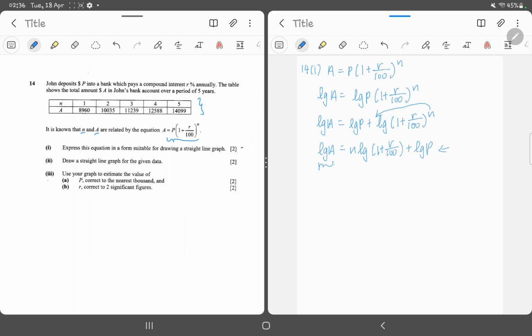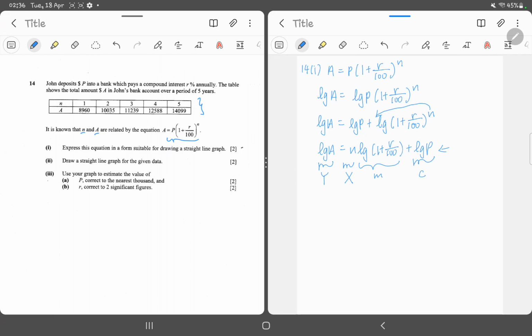So for part II and part III, I'm going to hint to you how to draw this straight line on the graph. So the LGA over here will actually be my big Y, which is the vertical axis. And my little n over here, this will be my big X, which is the horizontal axis, and my LG bracket 1 plus R over 100 bracket, this will actually be my gradient M, and finally my LGP over here will be my vertical intercept C.